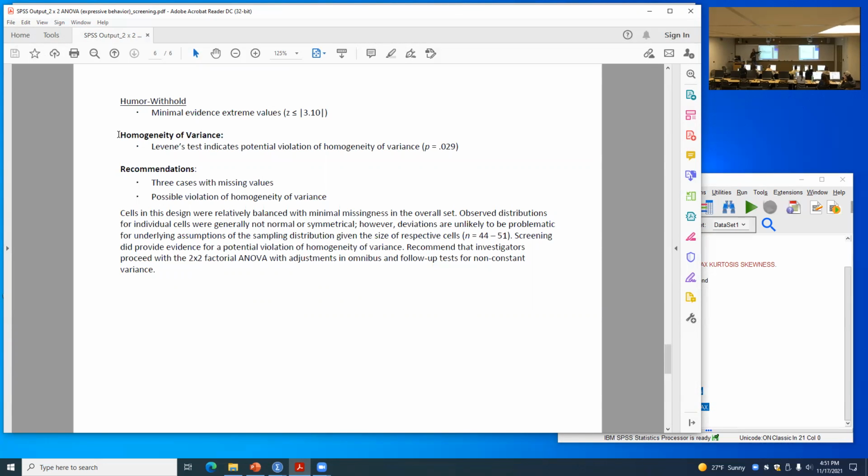So in terms of recommendations: 3 values with missing, possible violation of homogeneity of variance, say we're relatively balanced, minimal missingness. Distributions were generally not normal or symmetrical, but probably not problematic given assumptions of normality of the sampling distribution and the size of our respective cells, right? We see some evidence for violations of homogeneity of variance, which suggests that we continue on with our 2x2 factorial design with potential adjustments for omnibus and follow-up tests given violations of homogeneity of variance, okay?